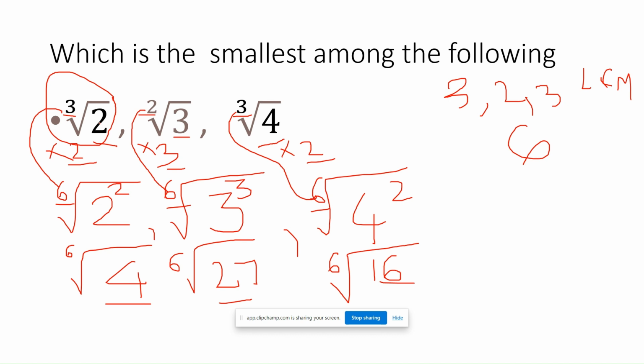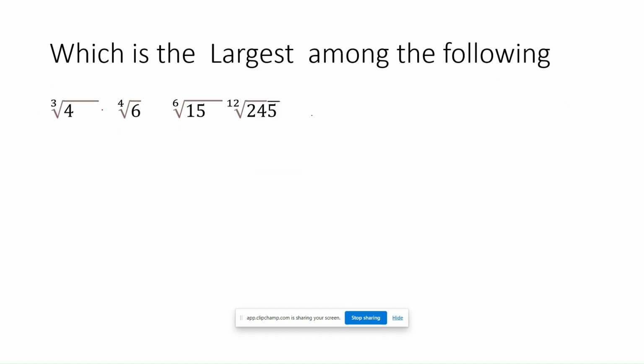Now let us move on to the next sum. You have to find out the largest among these. This is also in the same way. First you should find the LCM of the powers 3, 4, 6 and 12. The LCM of these four numbers, 3, 4, 6 and 12, will be 12.